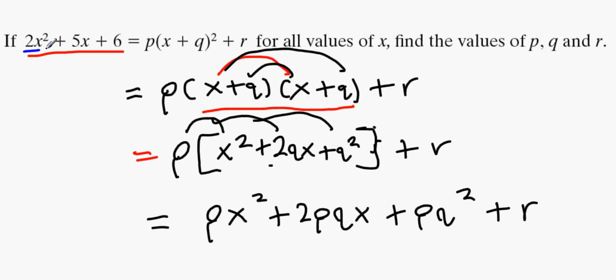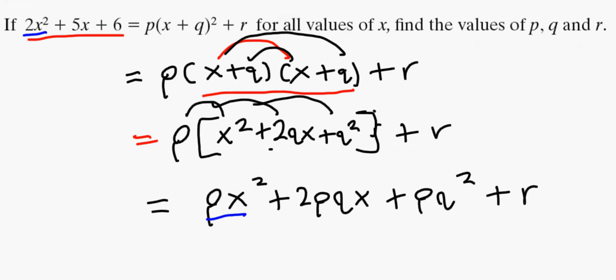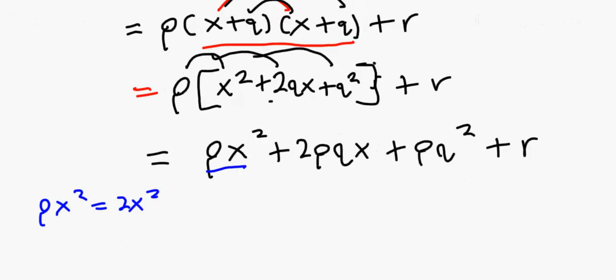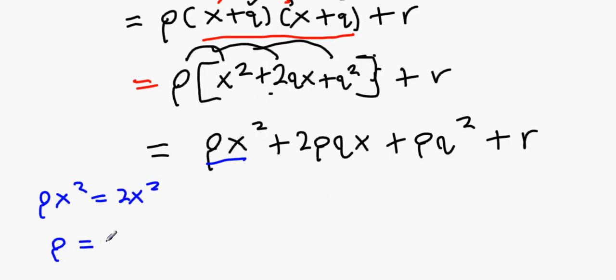Now what you need to do is you need to separate them into three sections. First, the terms that have x squared in them. So what you're going to see here is px squared equals 2x squared. Therefore p has to be equal to 2.